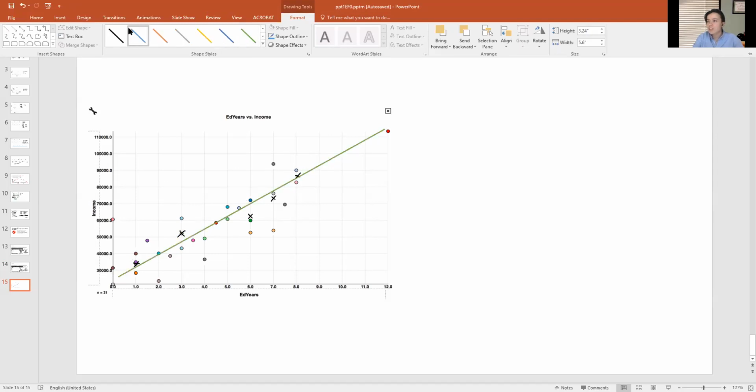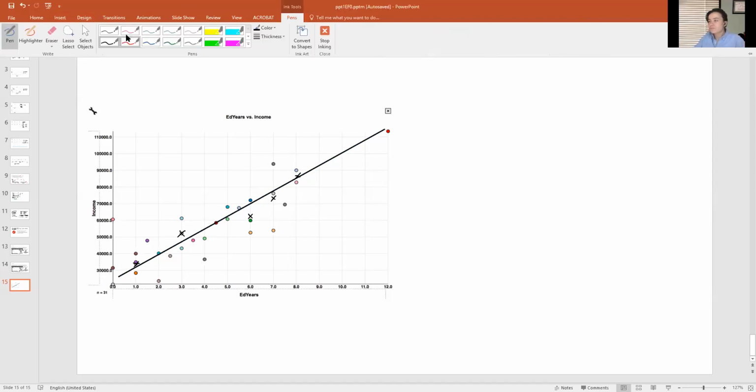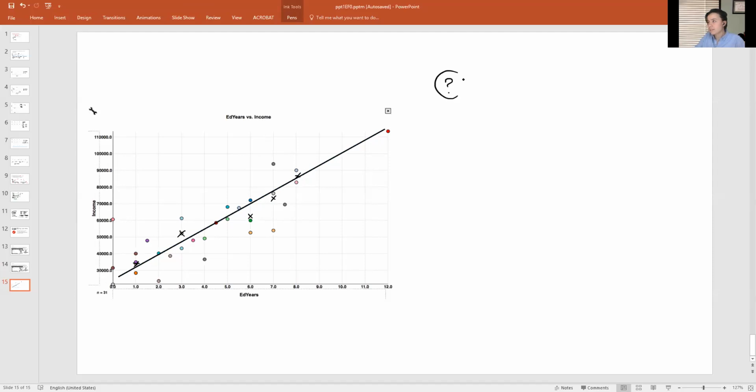Can I see a show of hands for those of you who understand this? Okay, so this is what we're going to try to do. The question here is, can I find the equation for this line? For this line.